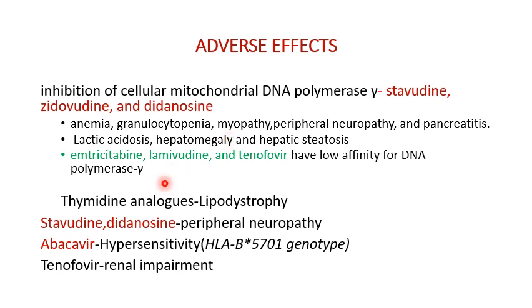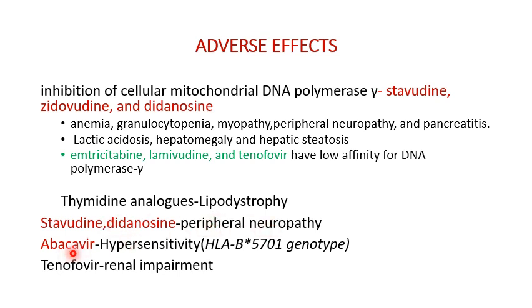Another side effect of these thymidine analogs, in addition to mitochondrial DNA polymerase inhibition, is lipodystrophy, which is a redistribution of lipids. Stavudine and didanosine cause peripheral neuropathy. It is the most common side effect of stavudine and didanosine, so these two drugs should not be combined in the HIV regimen because of this shared side effect.